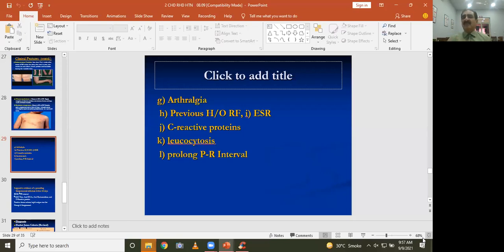Then when you do laboratory tests, there is an increase in the ESR and in the C-reactive protein. But C-reactive protein shows inflammation; it is not specific to rheumatic fever or rheumatic heart disease. It is non-specific and is raised in any inflammatory condition of the body. It shows inflammation of the body, and the level should be compared against the normal value.